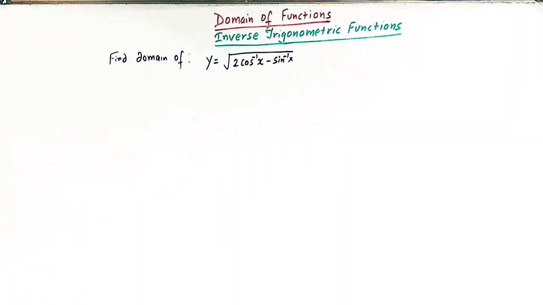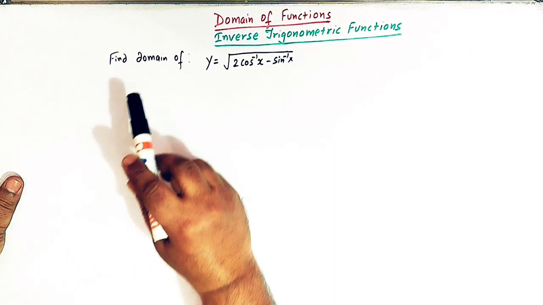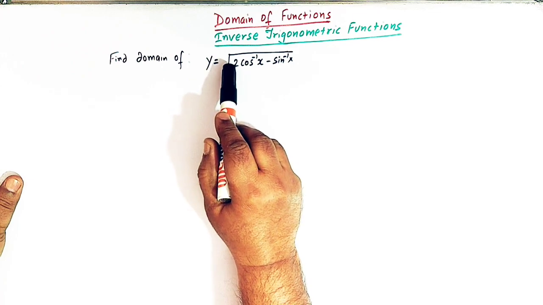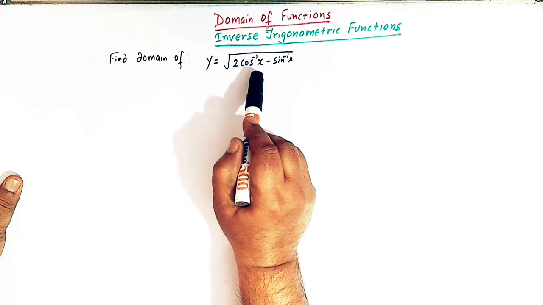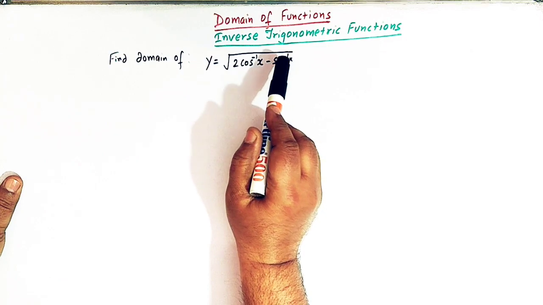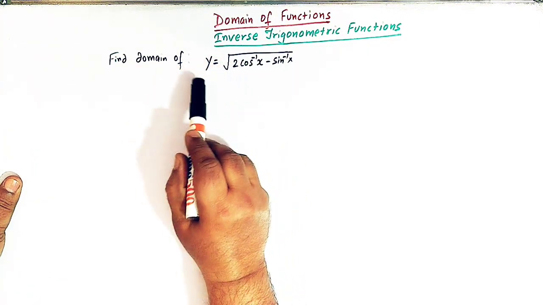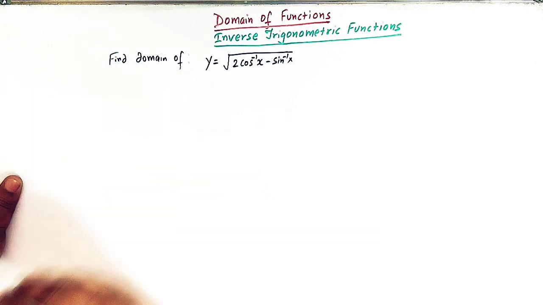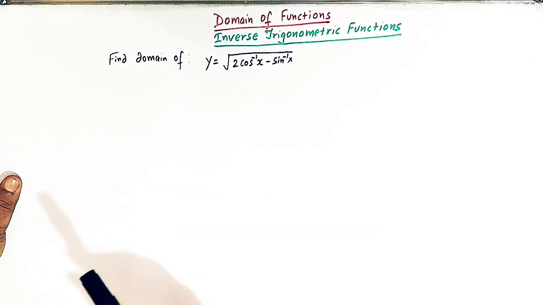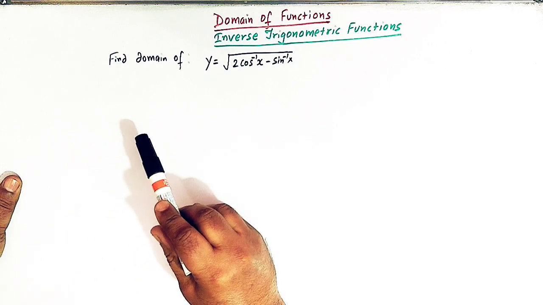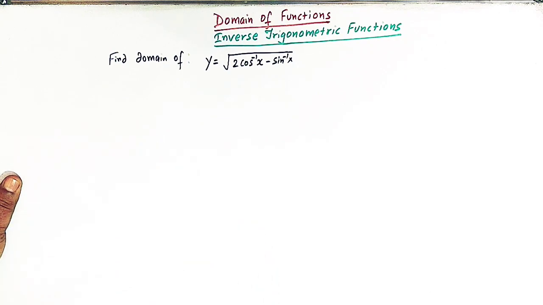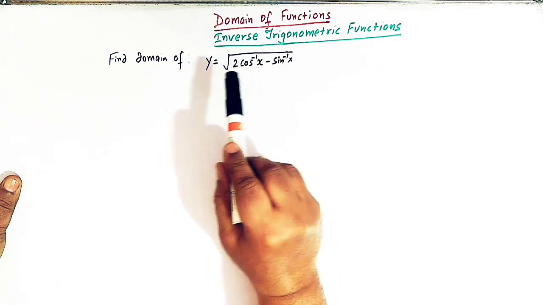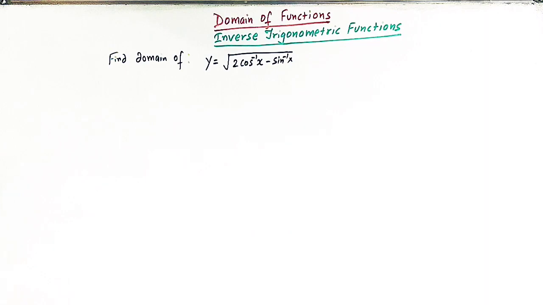Hello, viewers. In today's session, we are going to discuss a very important and very conceptual problem from the domain of functions. Here we are given a function y equal to square root of 2 cos inverse x minus sine inverse x, and we have to find the domain of this function y. By the domain of a function, we mean all the valid values of x, so we have to find all the values of x which define this function y.